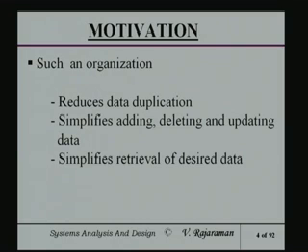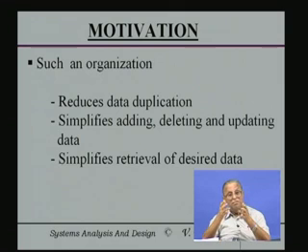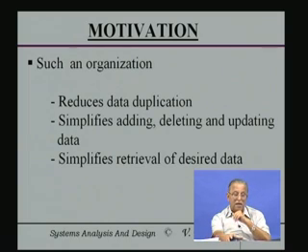In other words, if you delete something, you may unknowingly delete some important information about some other item. Okay, that is what is eliminated. Similarly, when you add something, it might be inconsistent with what already exists. And when you update, you may make a mistake in the update. And all these things are what the relational database system ensures do not really happen. It also simplifies retrieval of desired data.